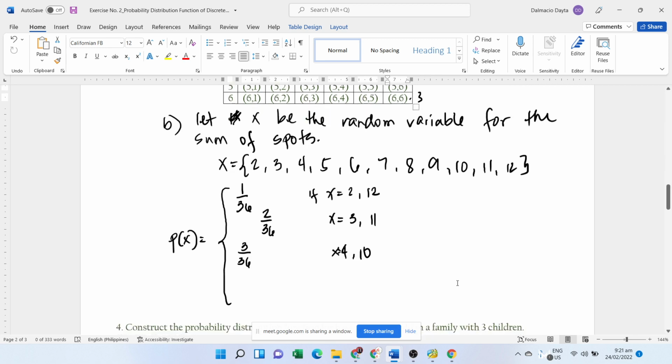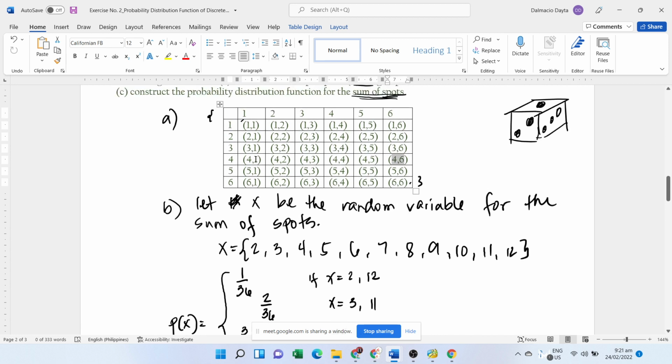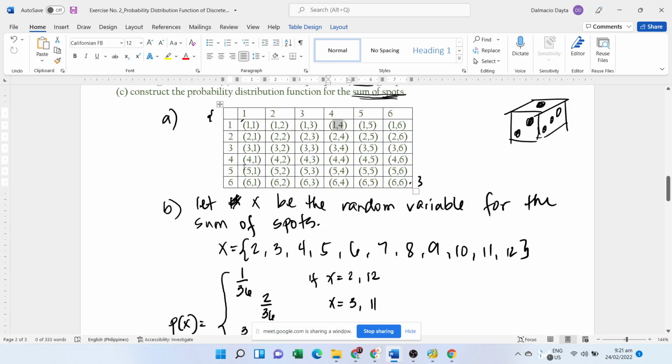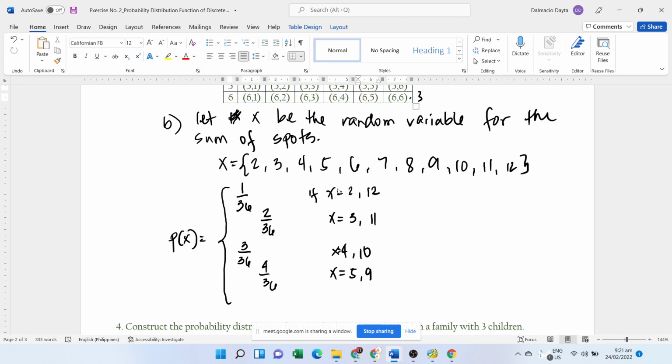Ganun din yung 5 and 9. Tingnan natin yung 5 and 9. 1, 4, 1, 3, 2, 2, 3, at saka 1, 4. Apat. So 4 over 36 kapag x equals 5 or 9. Ganun din kapag 6 and 8. 5, 1, 4, 2, 3, 3, 2, 4, 1, 5. Ilan yon? Kapag 6, ilan yon? 1, 2, 3, 4, 5. 5 over 36 kapag x equals 6 or 8.